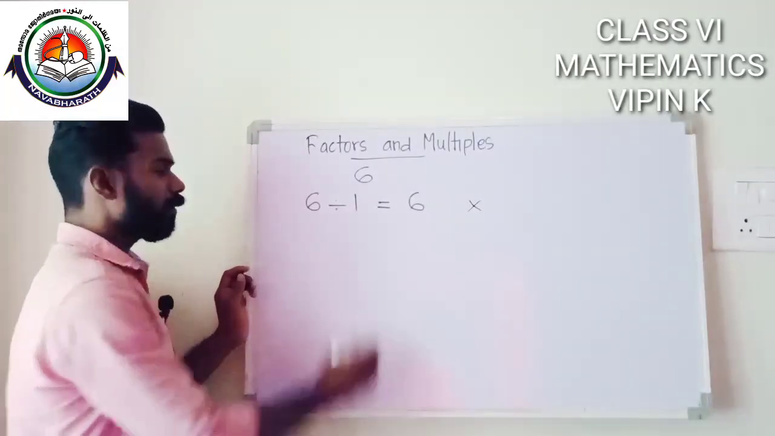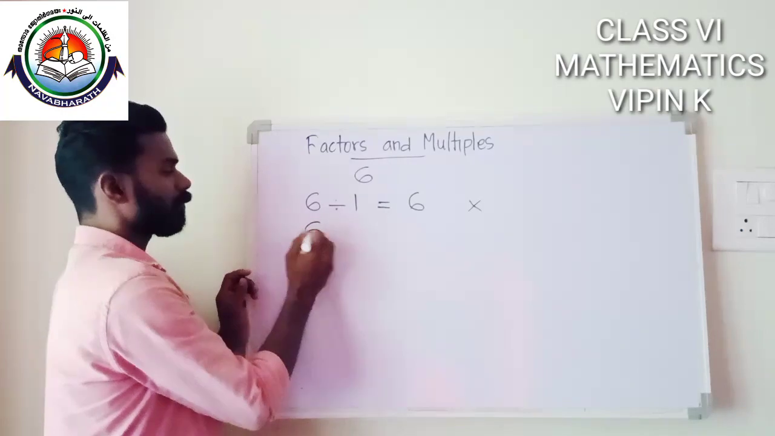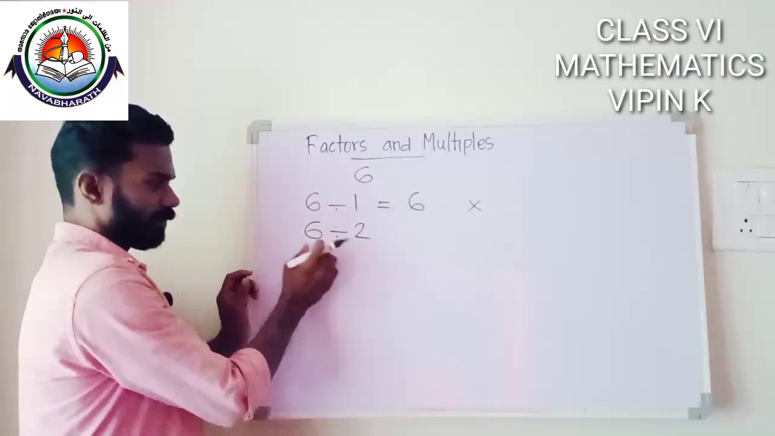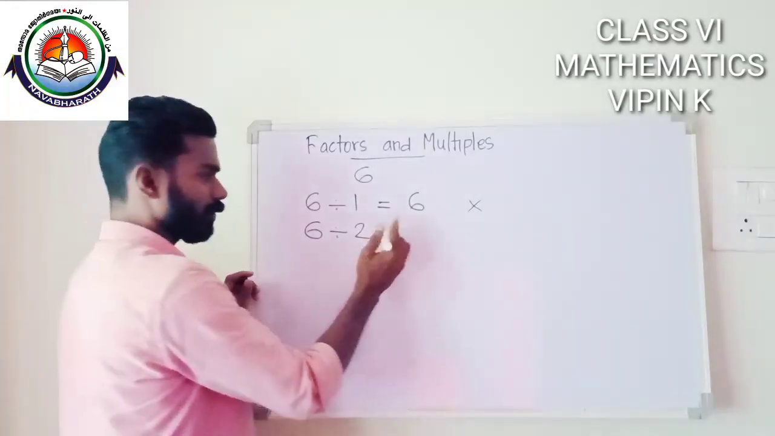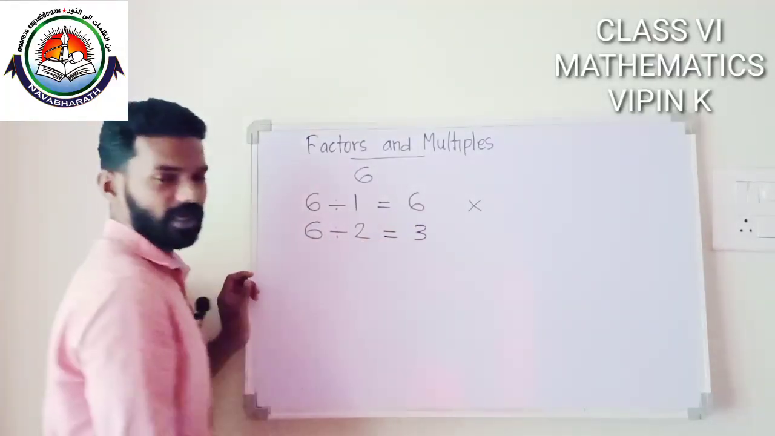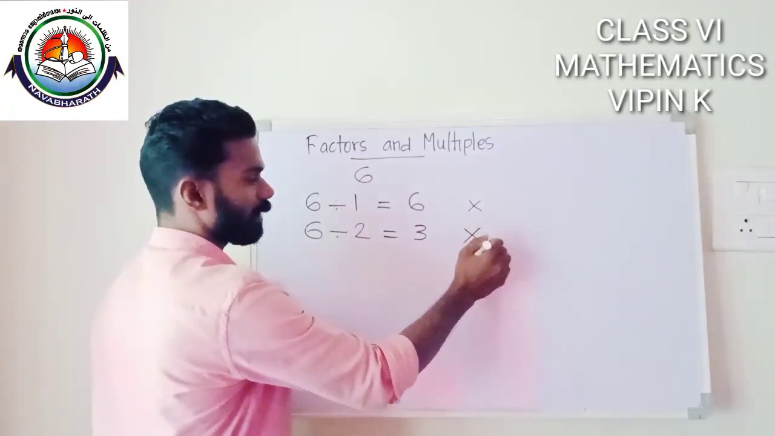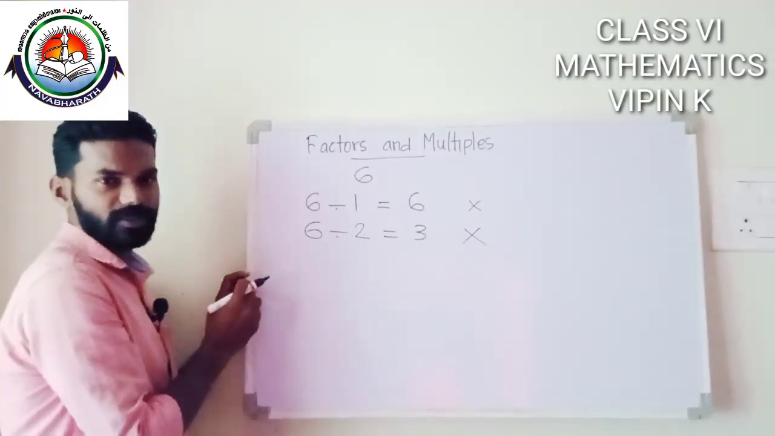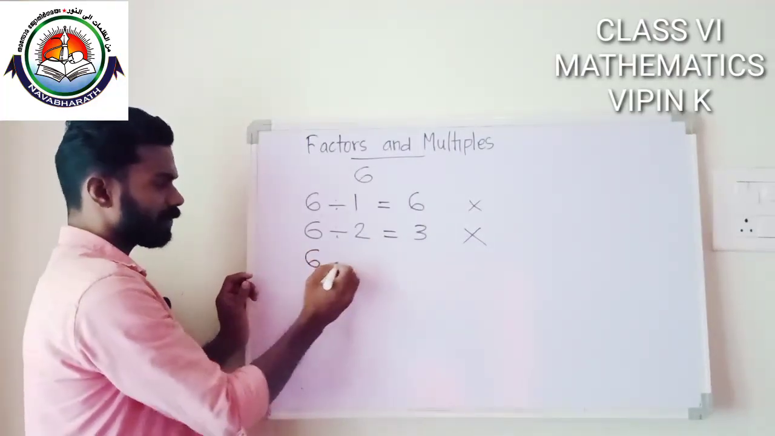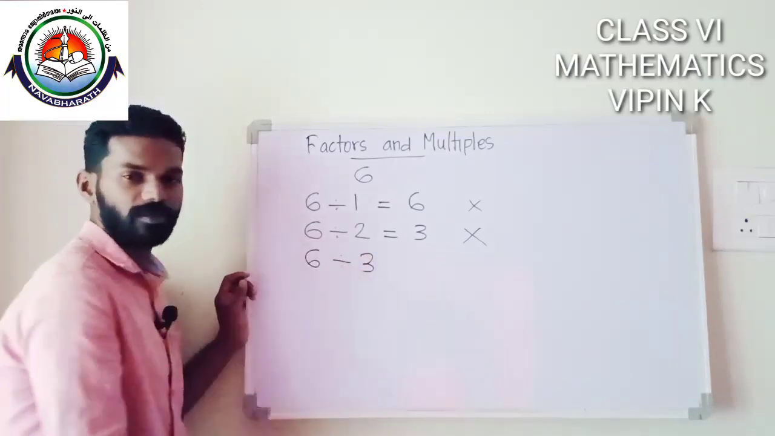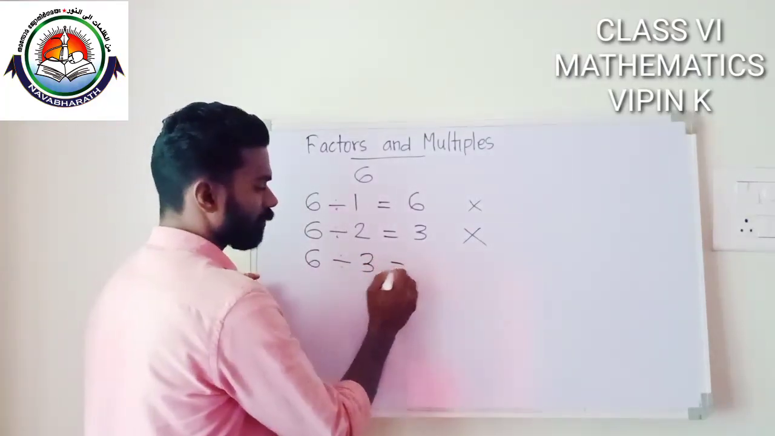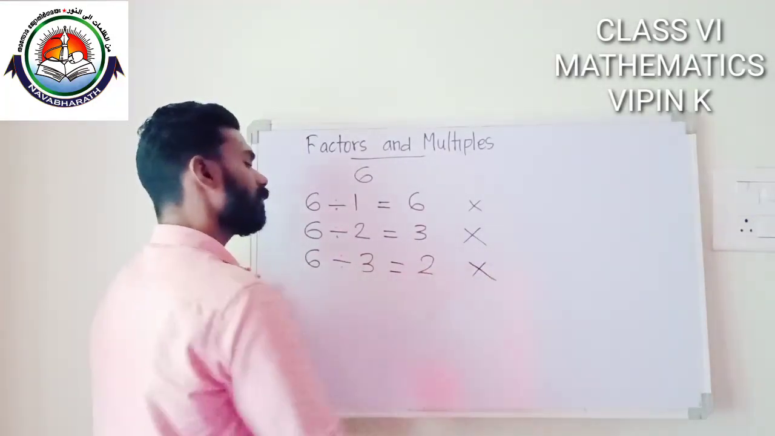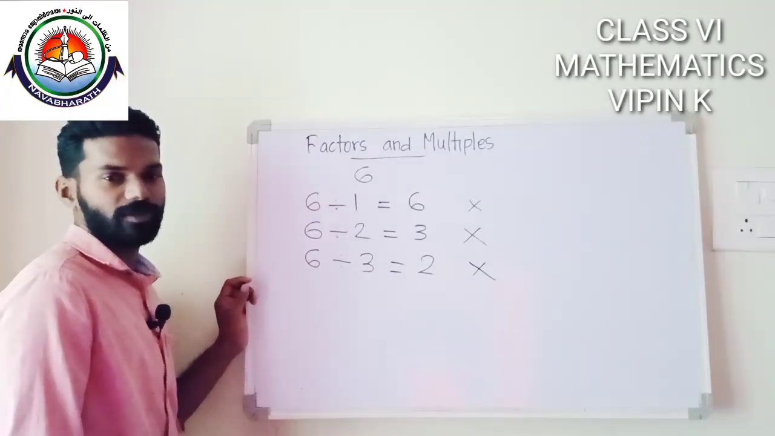Now, next, I am going to divide the number 6 by the divisor 2. And when 6 is divided by the divisor 2, you know the answer is 3. Again, here also there is no remainder. Now, next, I am going to divide this 6 by the number 3. And obviously, the answer would be 2, and there also would not be any remainder.